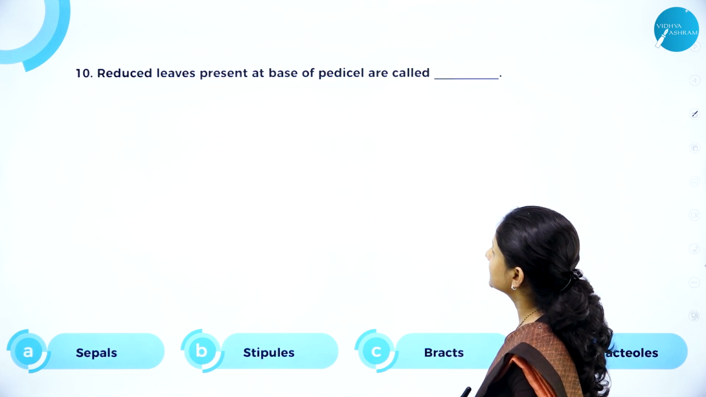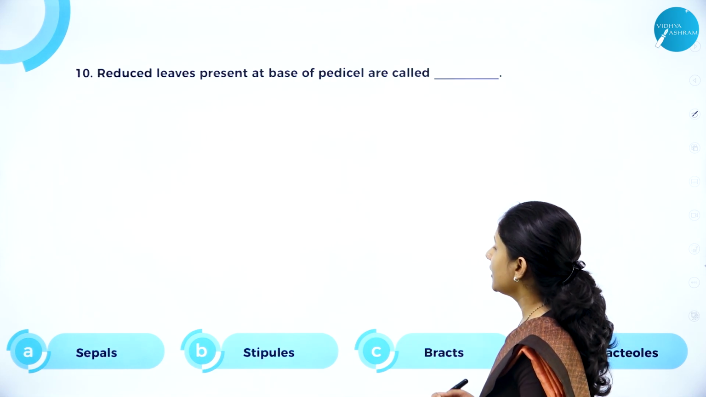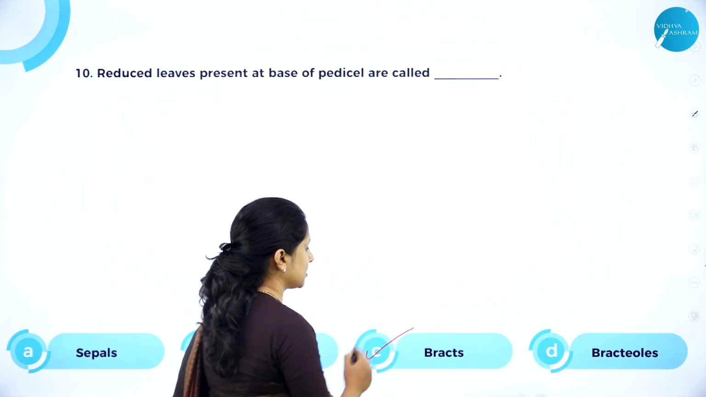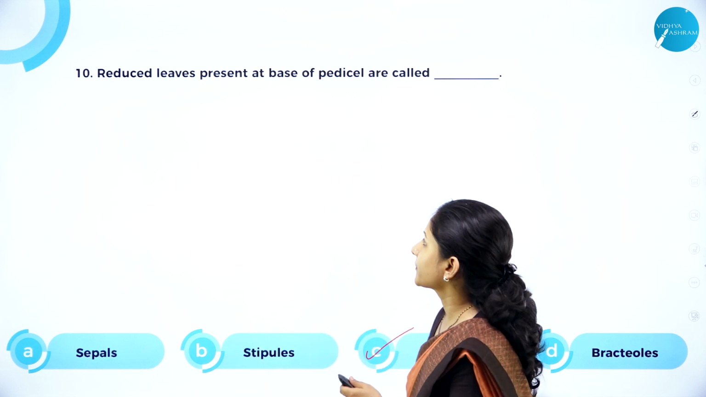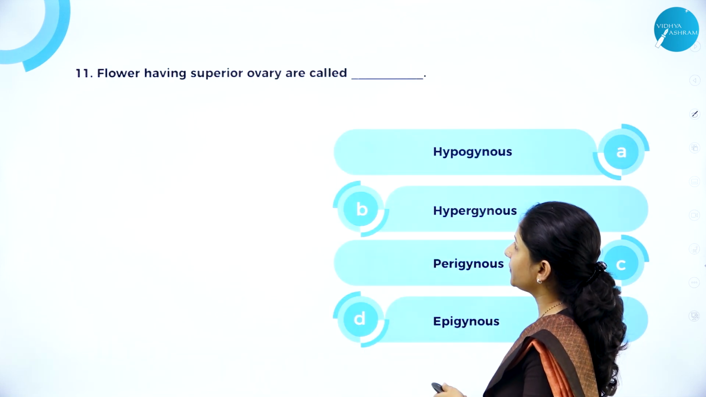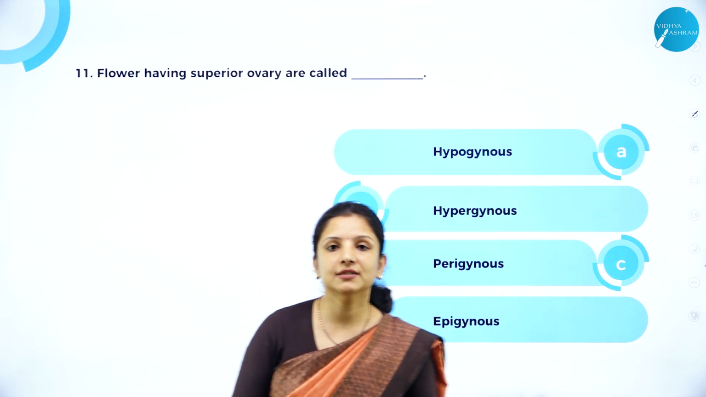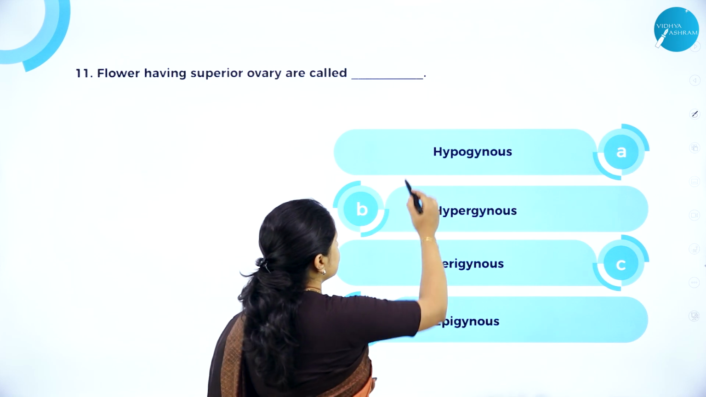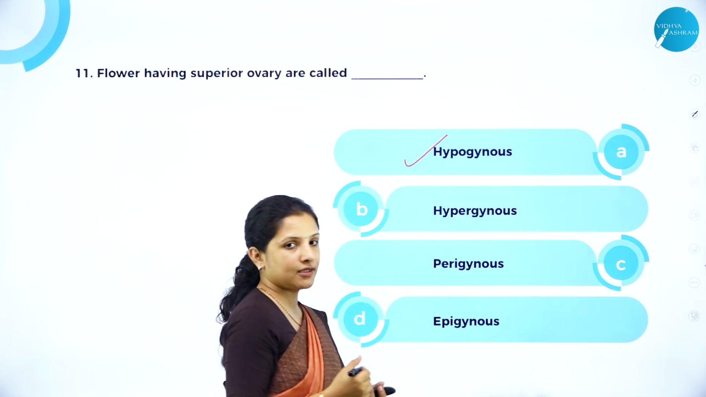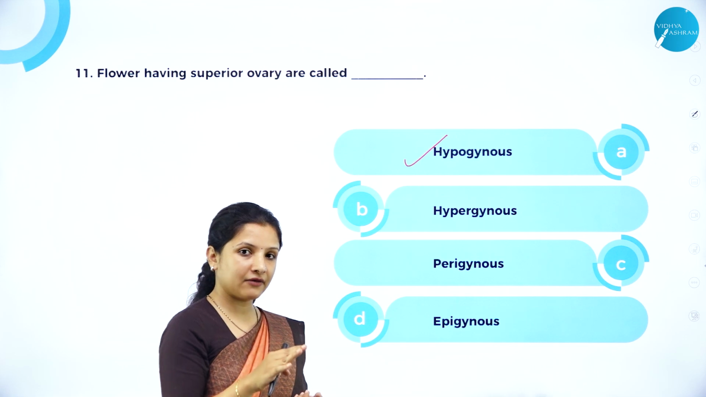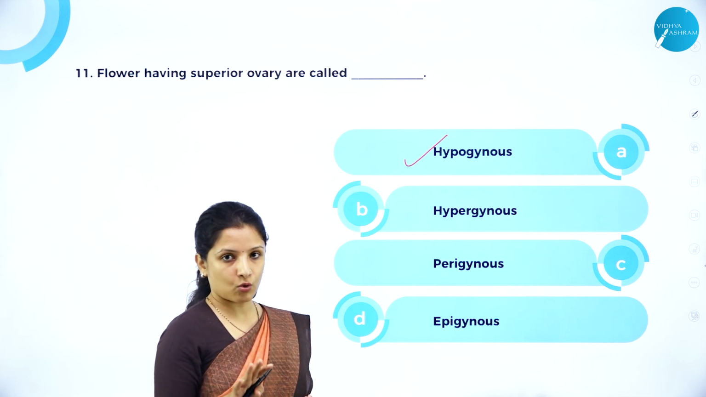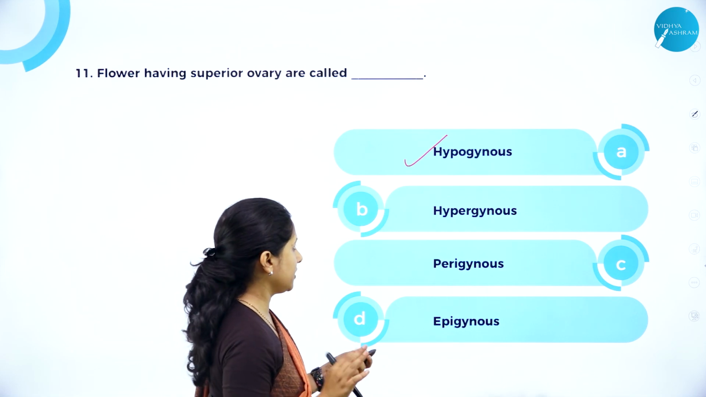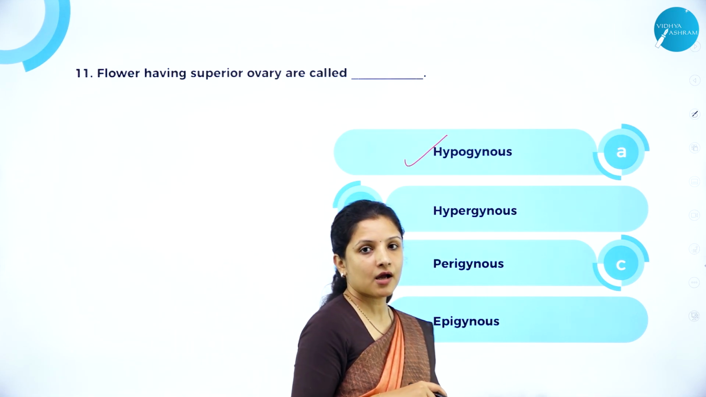Next, reduced leaves present at the base of the pedicel are called? At the base of the pedicel, the reduced leaves are usually called bracts. So the right answer here is bracts. Next, flowers having superior ovary are called? Hypogynous is the right answer. It's not hypergynous. Perigynous means flowers having semi-inferior ovary. Epigynous means they have completely inferior ovary. The right option here is option A, hypogynous.